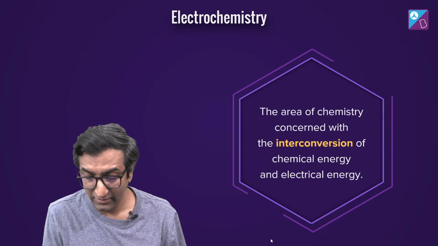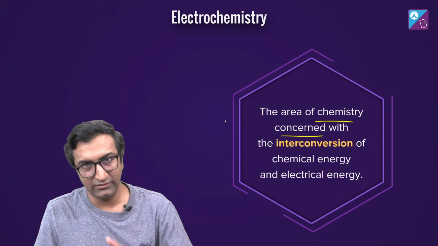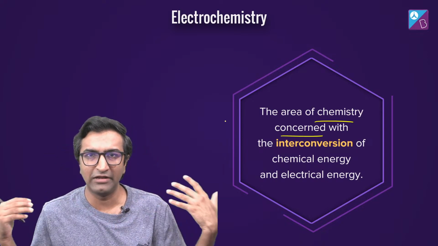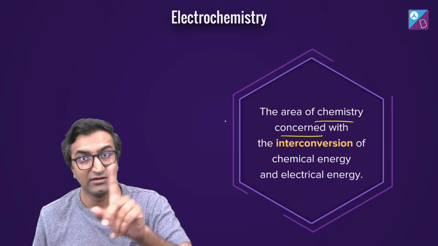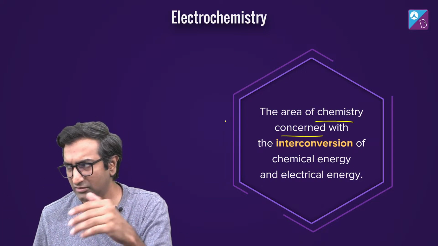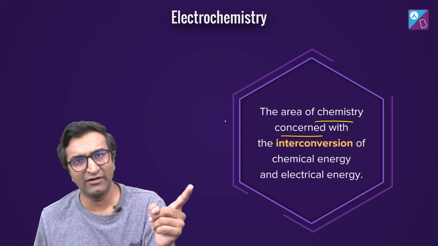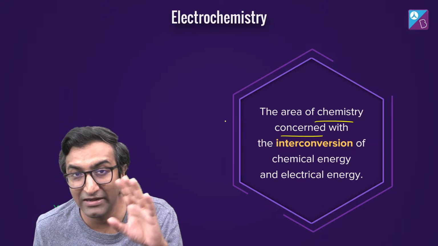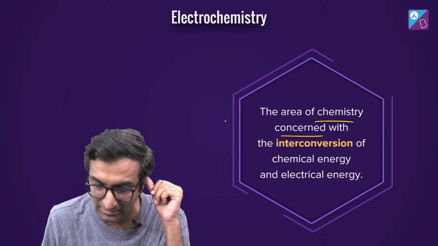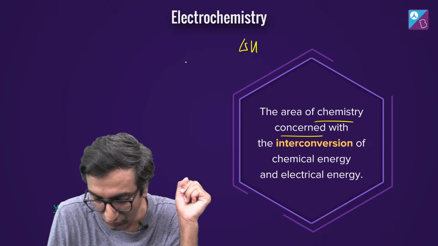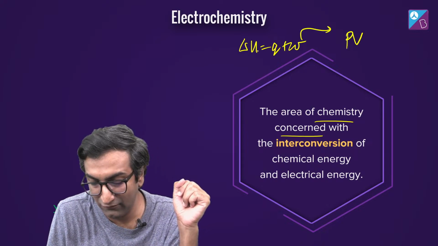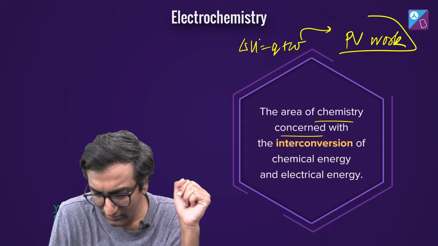Here, what is electrochemistry? We are trying to interconvert chemical energy and electrical energy. Everything in nature is about energy conversions, right? In thermodynamics, what was it? Flowing of heat. You are converting energy from one form to another, but it can never be created or destroyed. That was the first law of thermodynamics, right? You had delta U is equal to Q plus W. Then you said this work is what? This is PV work. Okay? Remember? PV work.